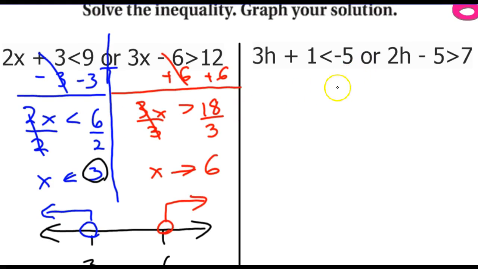Now again, pause the video, do this one on your own. Use the same steps that we did here to solve this inequality.